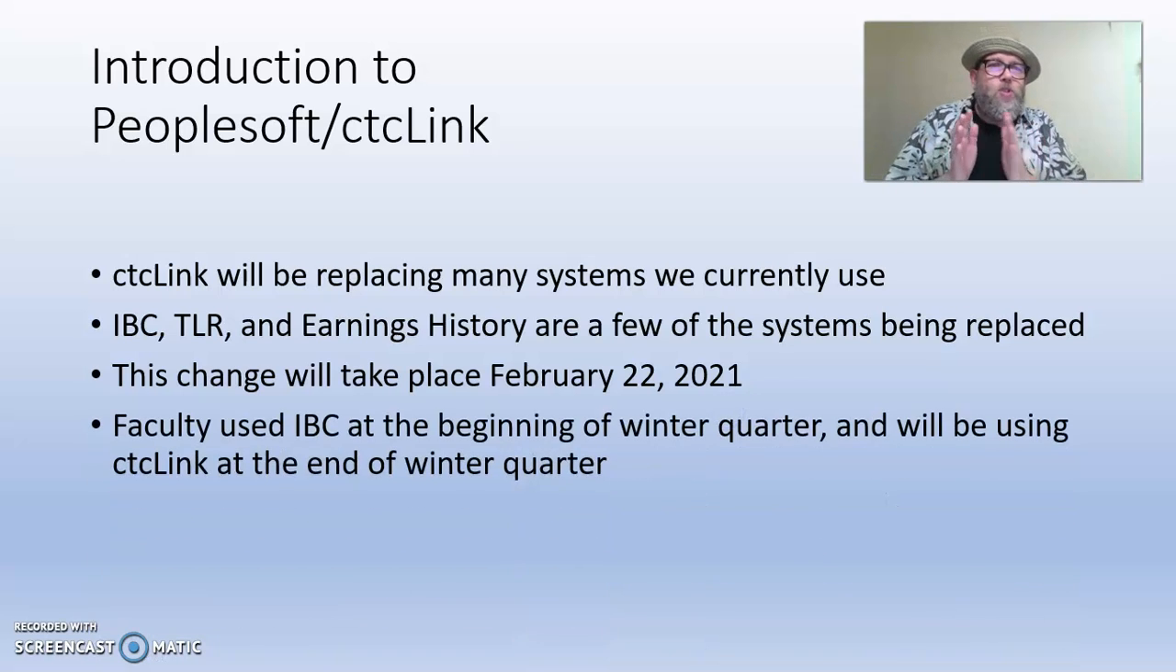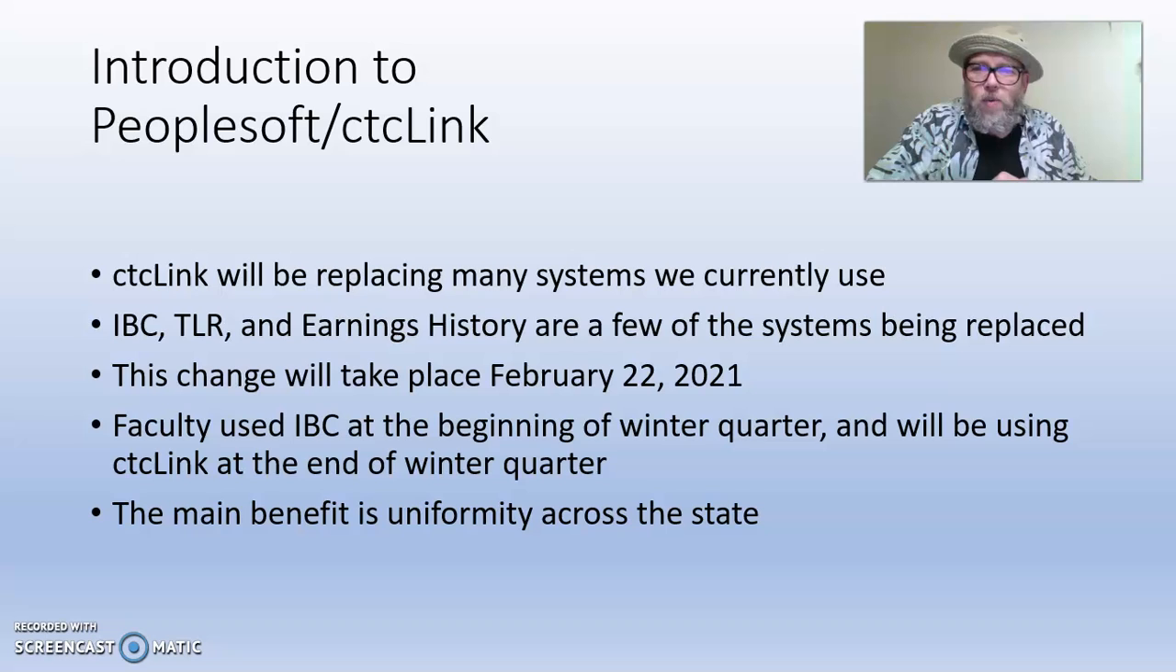You used IBC at the beginning of winter quarter to get your roster. At the end of the quarter, you're going to use ctcLink to report your grades. So the change happens right at the middle of the quarter. The main benefit is uniformity across the state because this system is going to be in every community and technical college statewide.